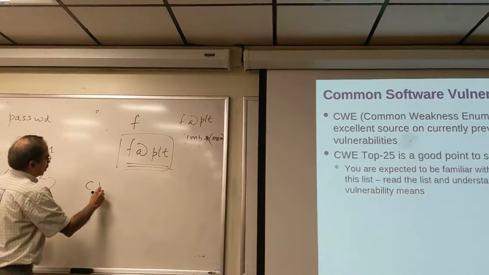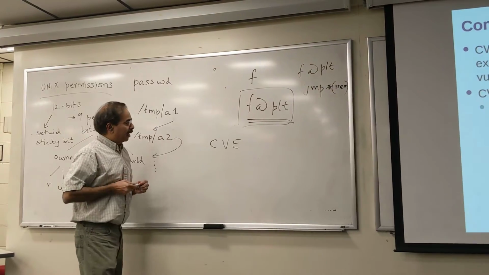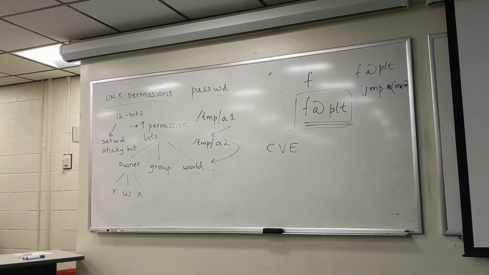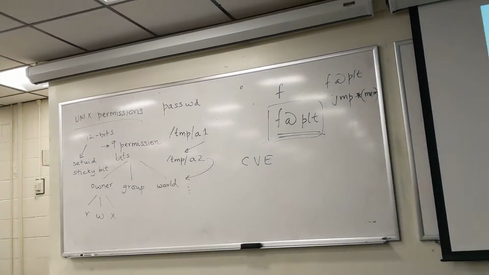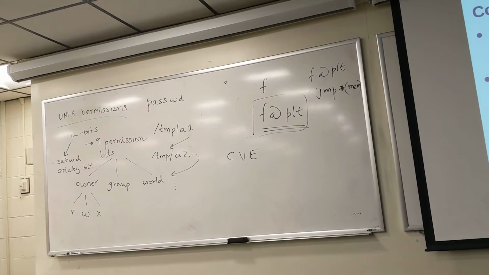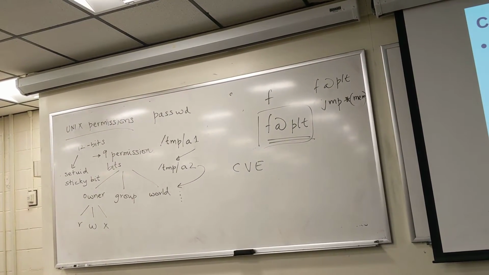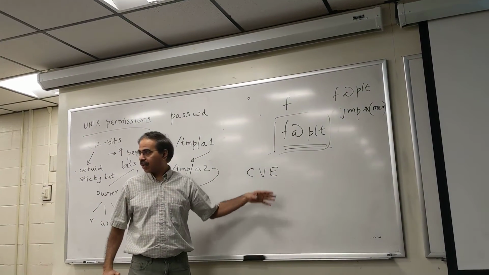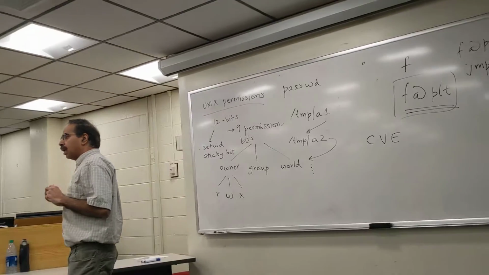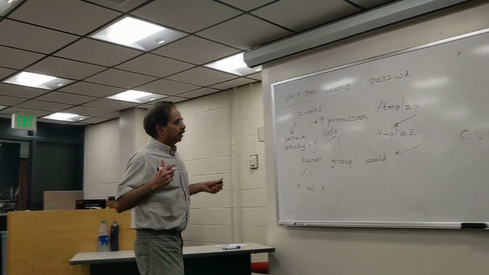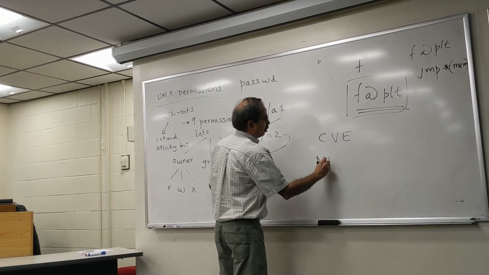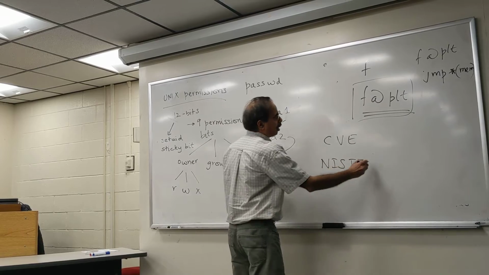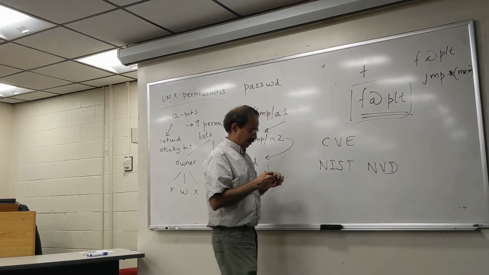So there are CVEs, which are a way of enumerating common vulnerabilities. This is how vulnerabilities get reported. If somebody reports a vulnerability, it gets assigned a number, and that's called the CVE number. Then there is some vetting of that vulnerability, and then the CVE is published. NIST keeps a database of these vulnerabilities called the National Vulnerability Database.